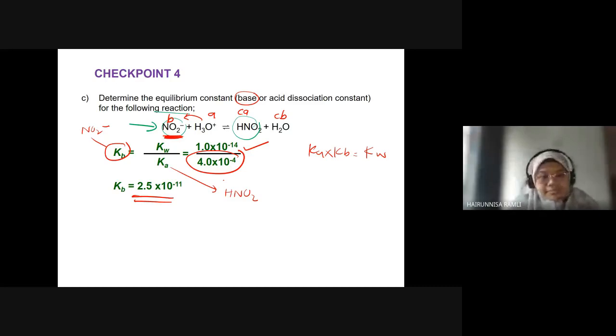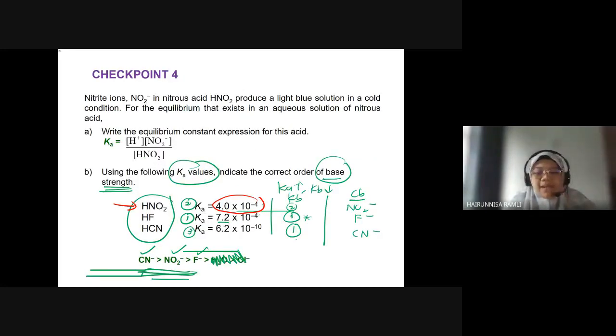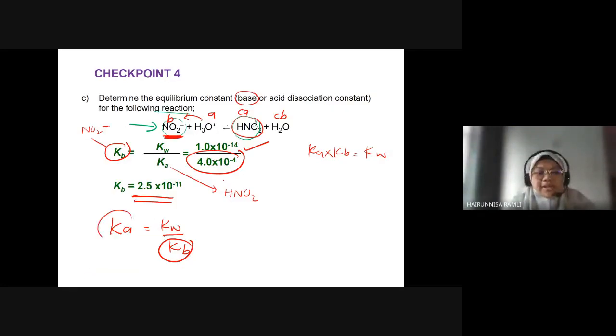Okay. So basically you can actually do it here for Ka, if you want to get this one, Ka is equal to Kw over Kb. However, in this question, you don't have the value of Kb, right? So how do you find Ka when Ka is the one given from the question? Okay, so that's why we find the value of Kb.